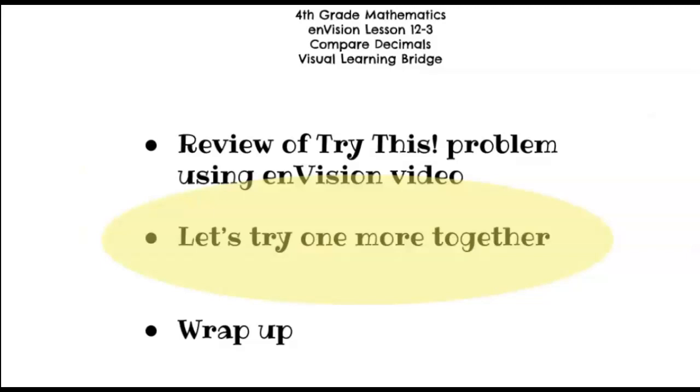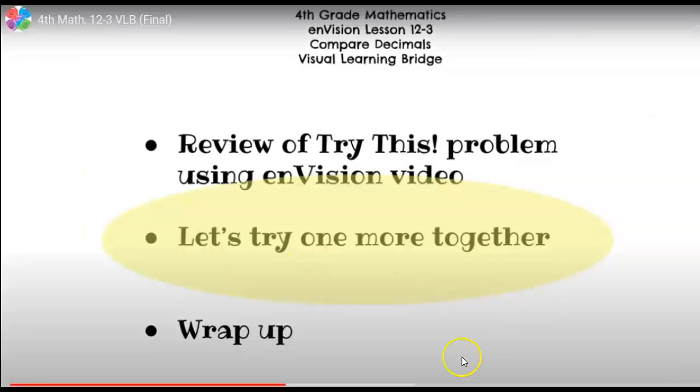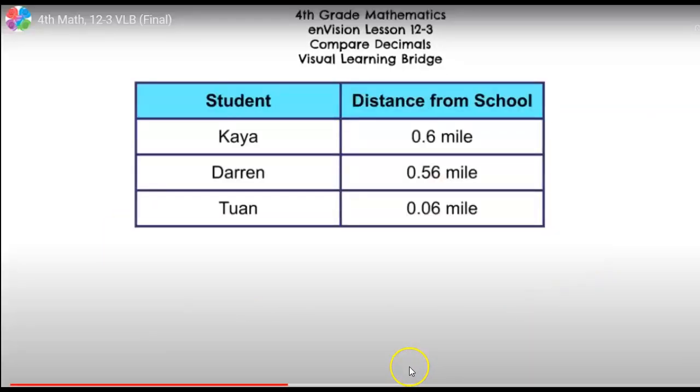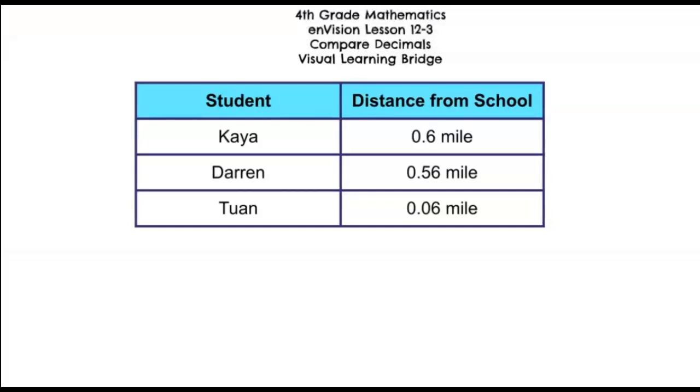Okay, so now we're going to try one more problem together. All I see is a table. What are some things you notice about this table? Did you notice there are 3 students? I noticed distance in miles, and I noticed that those distances are how far each student lives from school. I also noticed that all of these students have a distance that has the digit 6 in their distance from school.